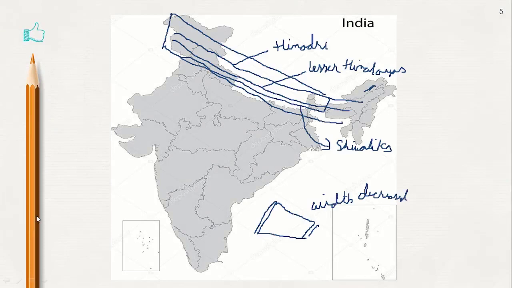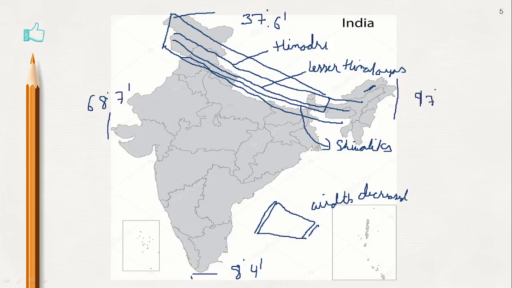And here, if we look at the location of India, it is 8 degrees 4 minutes at the south, at the top of the north it is 37 degrees 6 minutes, and near the Gujarat sector it is 68 degrees 7 minutes, and here it is 97 degrees 25 minutes. This is the location of India.